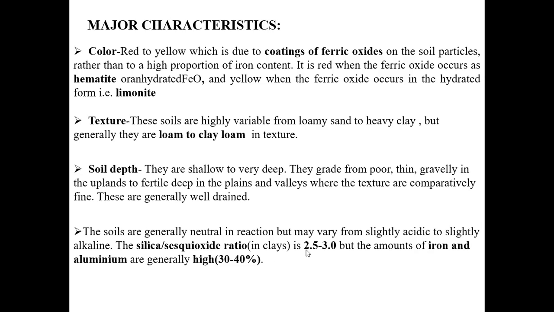So overall, the silica sesquioxide ratio is around 2.5 to 3. This is the ratio between silica and sesquioxides. But the amount of iron and aluminum is generally very high in this type of soil. Naturally, in red soils, iron and aluminum, the sesquioxides, are very high. That's the main reason why the soils look very red in color. 30 to 40% you can expect. So the silica and sesquioxide ratio is 2.5 to 3. So these are the reasons.